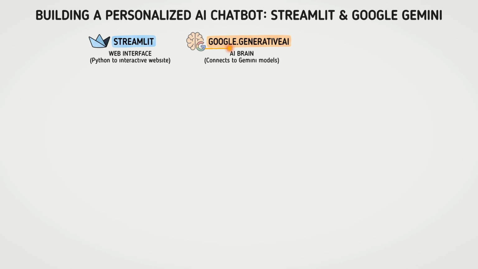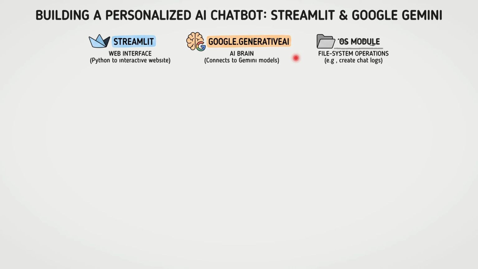Second, we use Google's generative AI. This is the brain of our operation, connecting us directly to the Gemini models to handle the actual reasoning. Finally, we bring in the OS module for our file system operations, which will be crucial later for tasks like creating folders to store our chat logs.